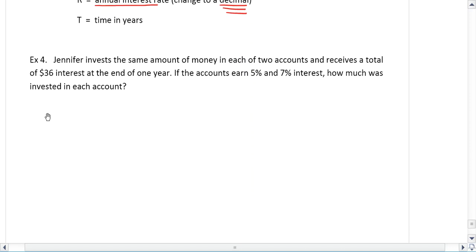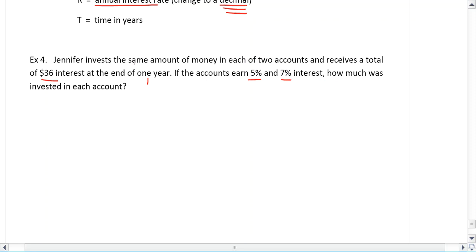So they're going to ask us to solve problems like this. The example we have, Jennifer invests the same amount of money in each of 2 accounts that receive a total of $36 interest at the end of 1 year. So this is kind of nice that they're just giving us 1 year to work with. The accounts earn 5% and 7% interest. So how much did she have in each account?